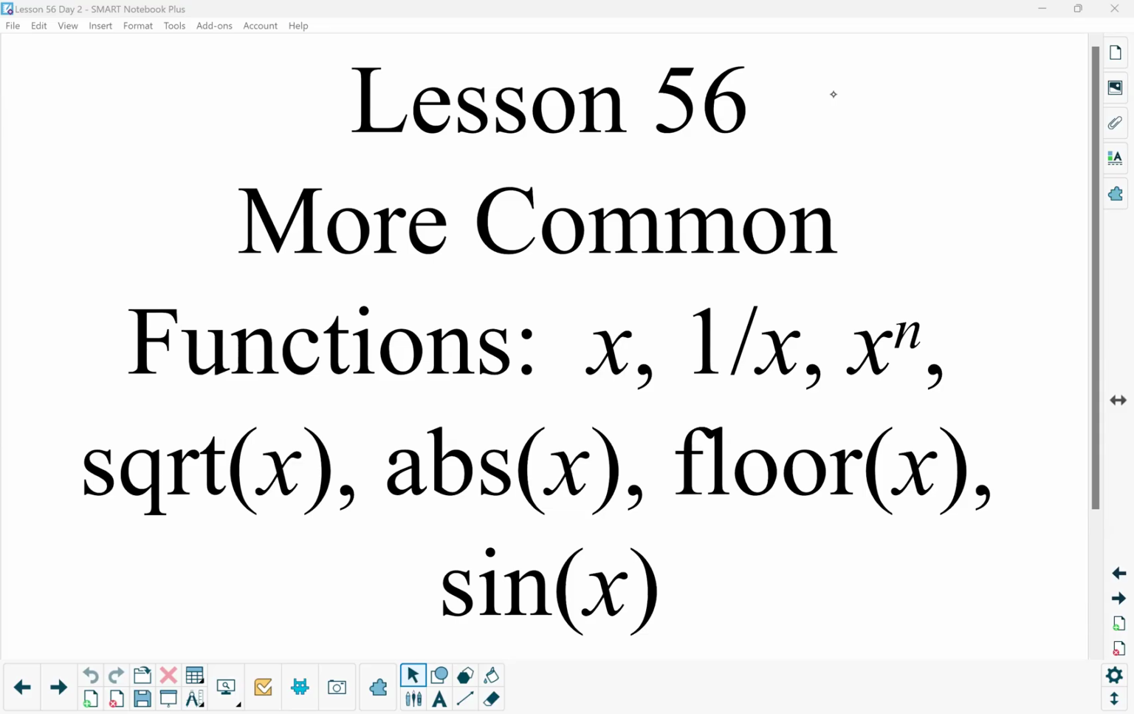Lesson 56, day 2: more common functions: x, 1 over x, x to the n, square root of x, absolute value of x, floor of x, and sine of x. I'm going to continue with our graphing today. Take a look at 2 more functions, and then you'll have time to work on your homework assignment.